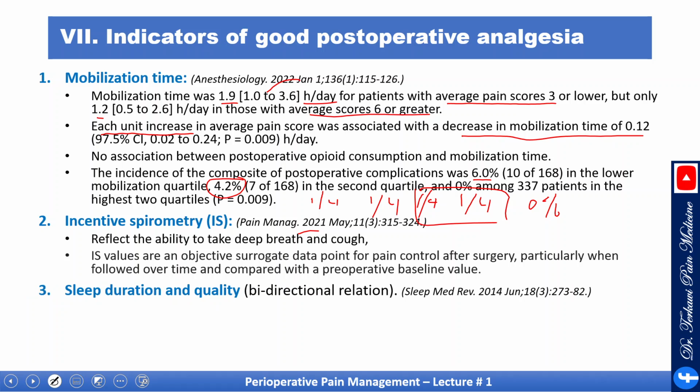Then sleep duration and quality. This is a bidirectional relation. That means if you have a poor sleep, you will have more pain, and if you have more pain, you will have poor sleep. Ability to eat and ability to have a bowel movement. There is not much evidence here. That's why I put them in the black color. However, they are important indicators.